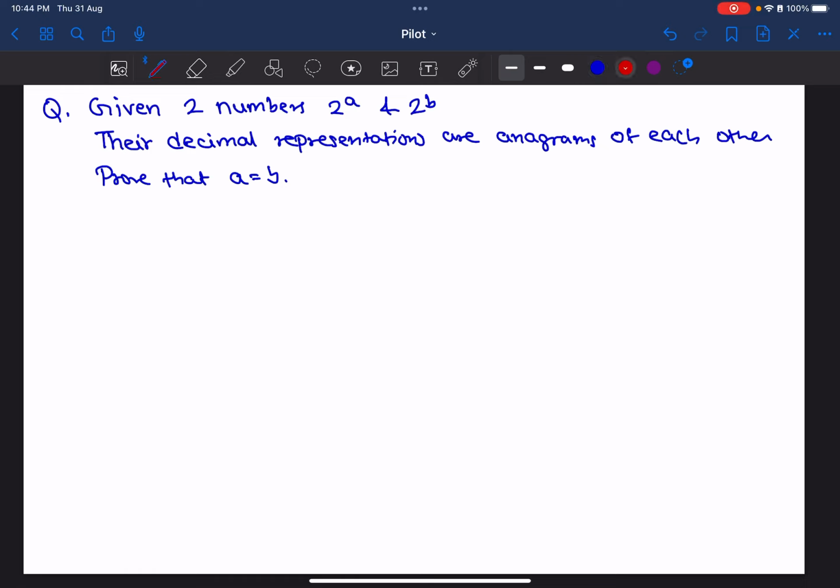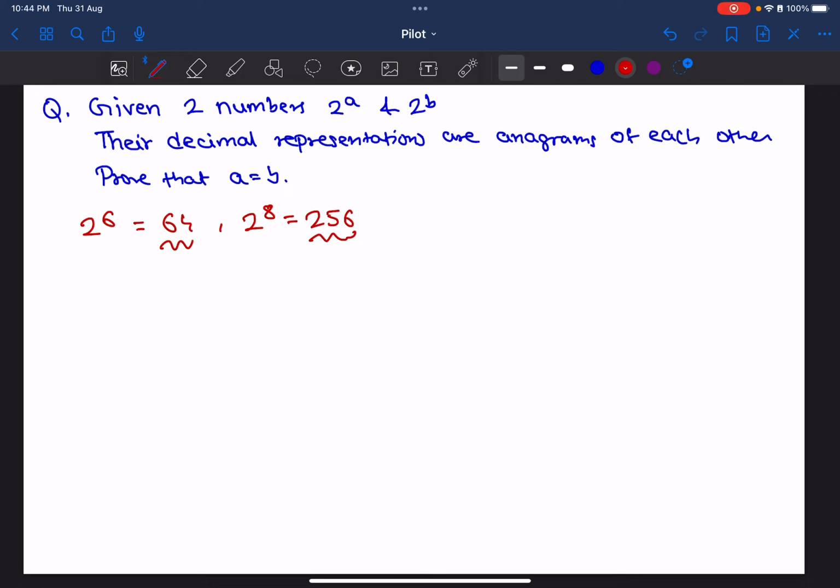For example, we have a number, say 2^6, which equals 64. We have another number, 2^8, that is 256. So the question says that whenever you take the decimal representations of the numbers, in this case 64 and in this case 256, as a string basically, and you sort both of the decimal representations of 2^a and 2^b, you get the same string basically.